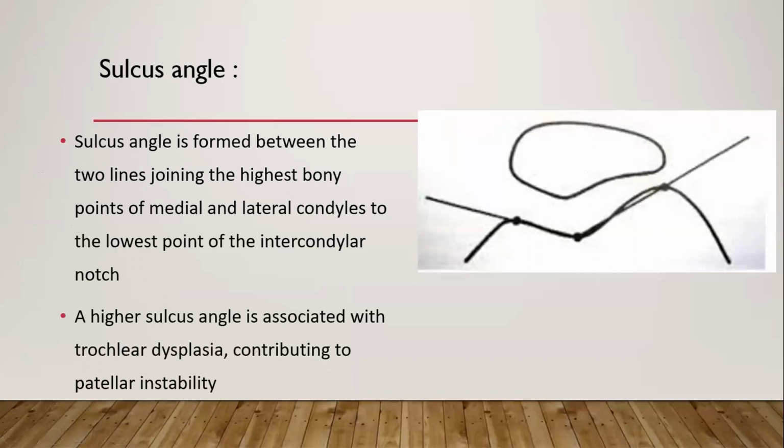So in the Merchant view, we can calculate the sulcus angle. It is an angle formed between the two lines joining the highest bony points of the medial and lateral condyle to the lowest point in the intercondylar notch. The higher the sulcus angle, the more the trochlear dysplasia increases, and thereby the chance of patellar instability also increases.